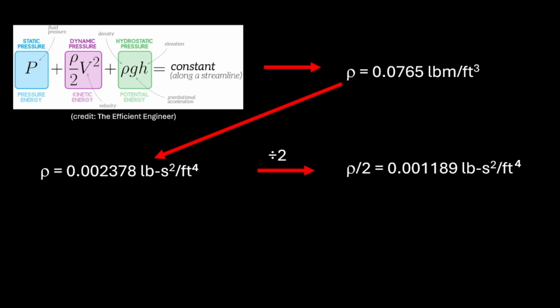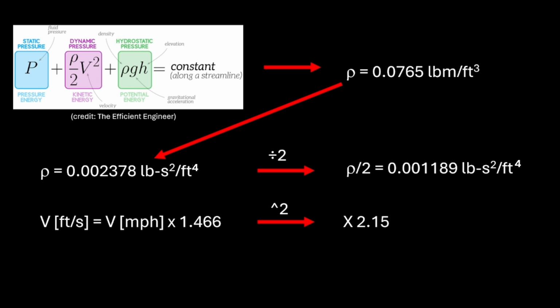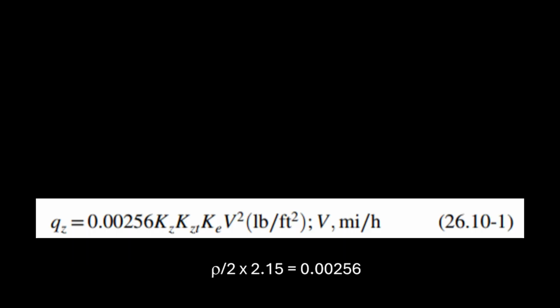Finally, we need to convert what's given to us, the velocity in miles per hour, into feet per second. So to do that once, you multiply by 1.466. And if you want to do that squared, multiply by that twice and you get 2.15. If you put all that together, rho divided by 2 times that factor 2.15, we get 0.00256. Now we can see here that the only real thing that ASCE 7 introduces is the K values. Everything else is just Bernoulli physics.